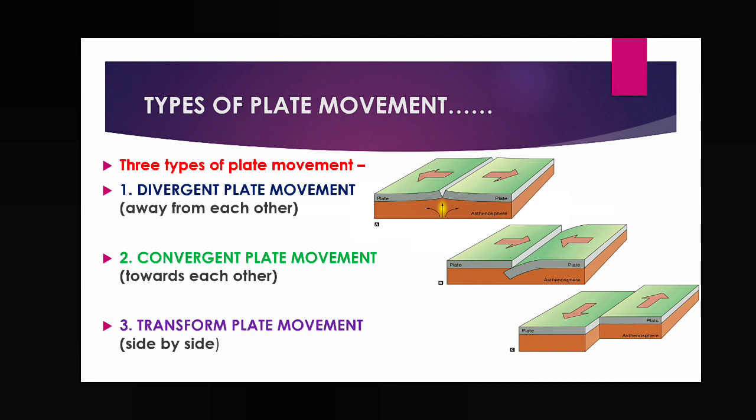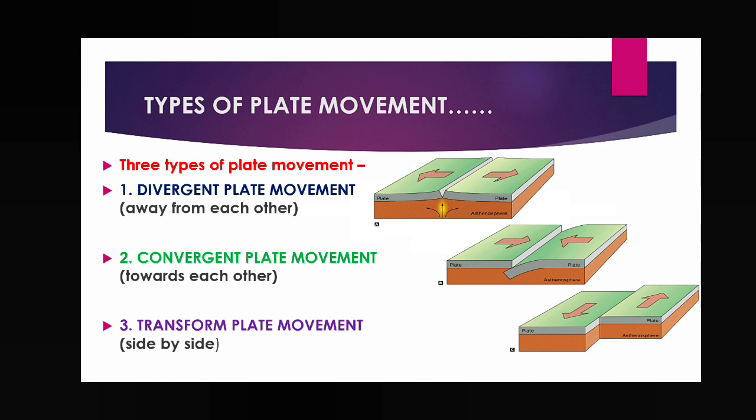That's why it is called convergent plate movement, where 2 plates are moving towards each other. Next, that is transform plate movement. That means when 2 plates are moving side by side, it may be in the same direction, it may be in the opposite direction. Transform plate movement. So there are 3 types of movement of the plates. One, that is divergent, that means in opposite direction, the gap between 2 plates is increasing.